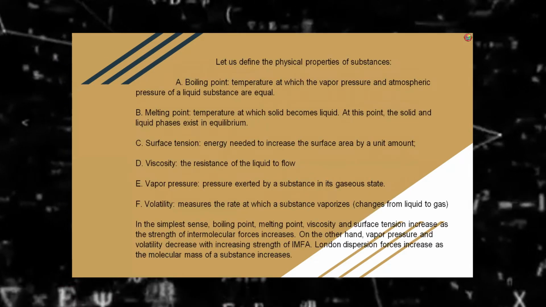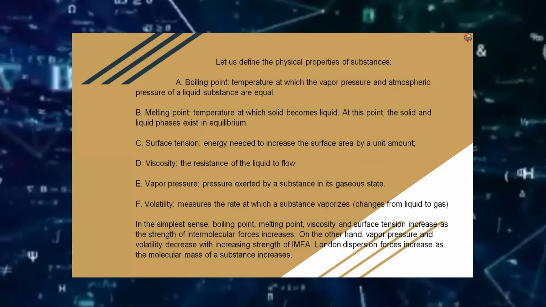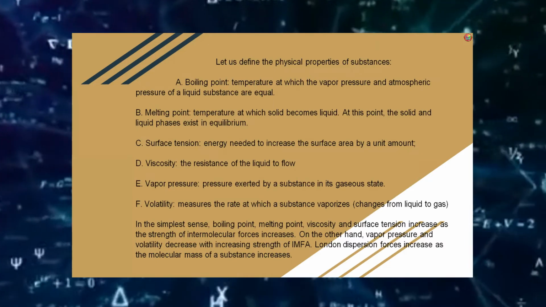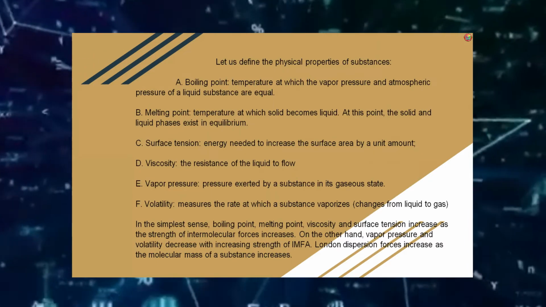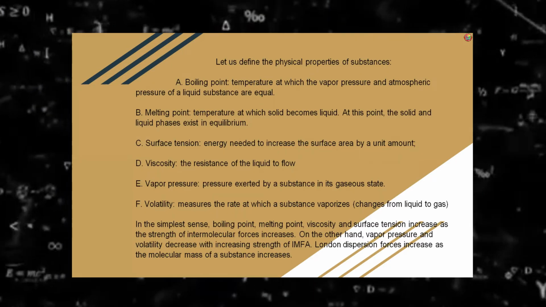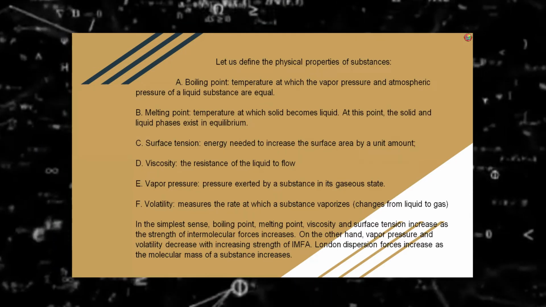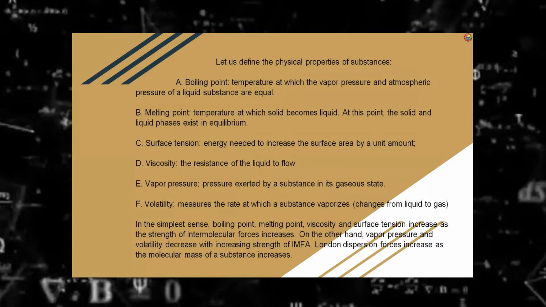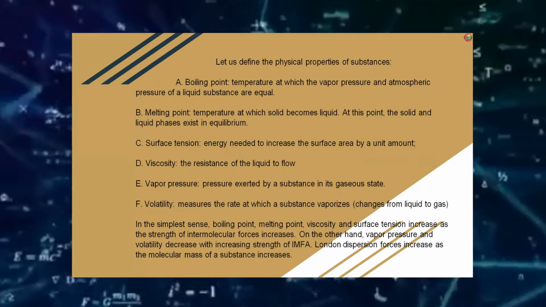Let us define the physical properties of substance. The array, boiling point, temperature at which the vapor pressure and atmospheric pressure of a liquid substance are equal. Melting point, temperature at which solid becomes liquid. At this point, the solid and liquid phases exist in equilibrium.